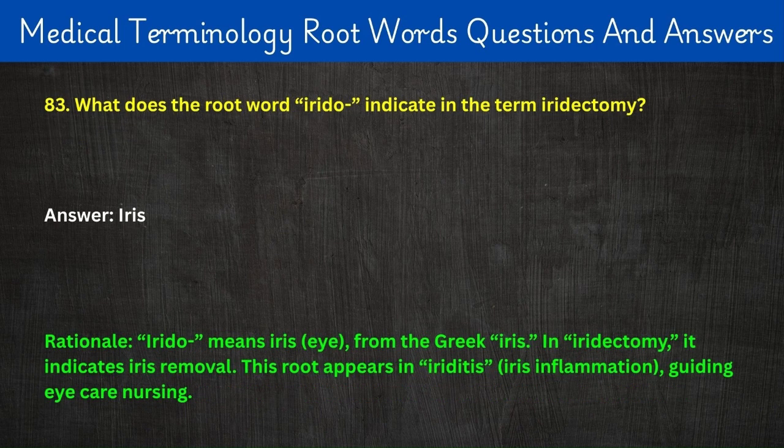83. What does the root word irido indicate in the term iridectomy? Answer: iris. Rationale: Irido means iris, eye, from the Greek iris. In iridectomy, it indicates iris removal. This root appears in iriditis, iris inflammation, guiding eye care nursing.